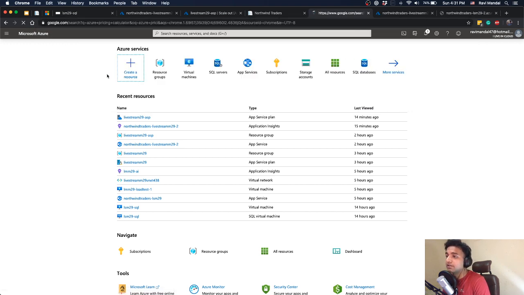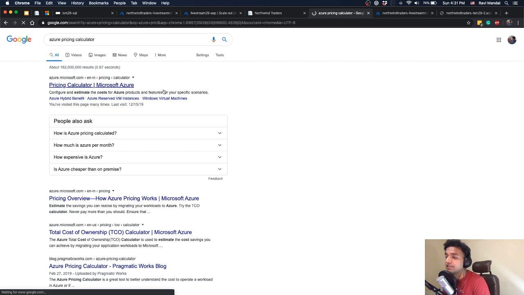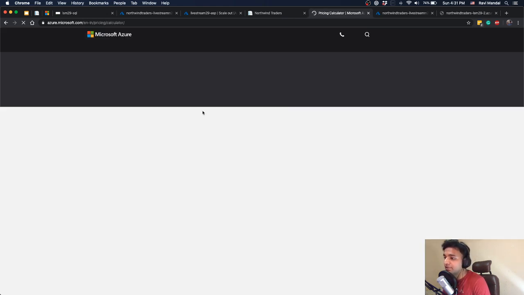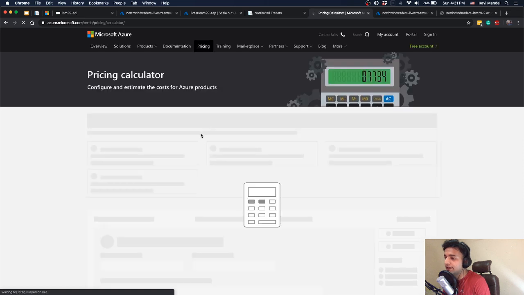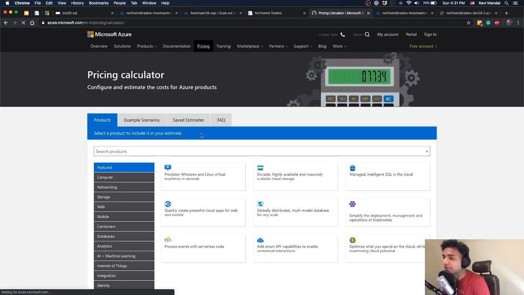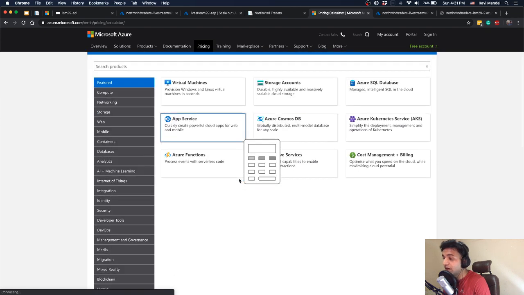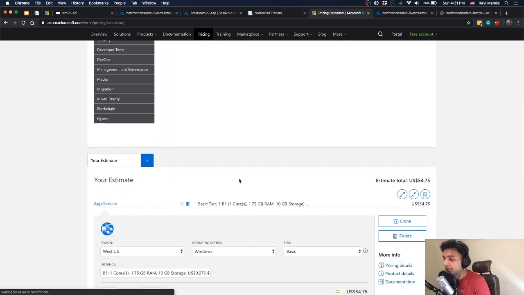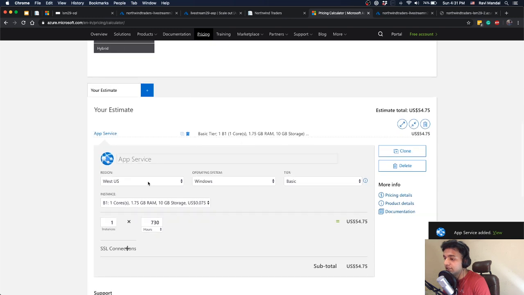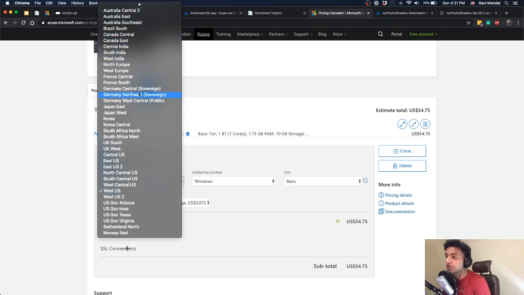The Azure pricing calculator is where you can estimate everything that goes into the system. For App Service, the pricing is based on the number of hours that you use and allocate the system. In this case, my system is hosted in Southeast Asia.